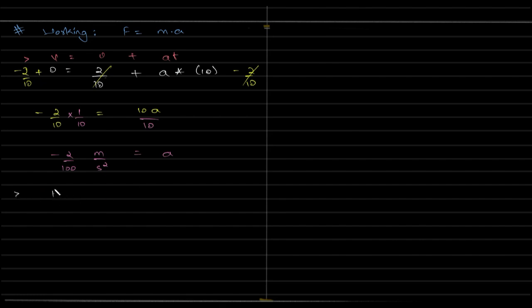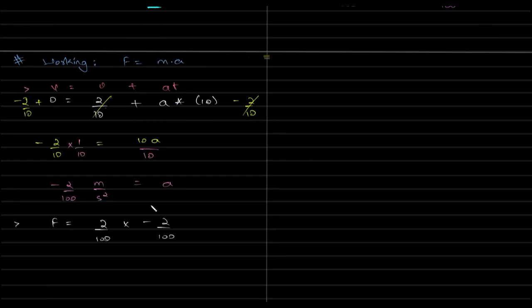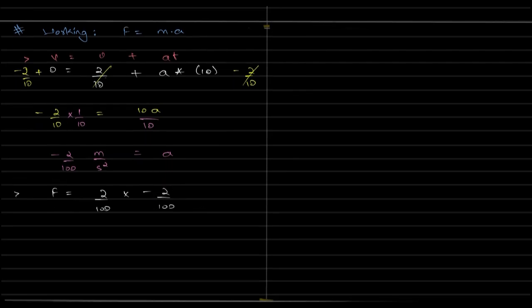All we have to do is substitute in force is equal to mass times acceleration. Mass is 2 by 100 into minus 2 by 100. So we have plus times minus is minus. 2 into 2 is 4, and the decimal places give 0.0004, and we have this to be equal to 0.0004 Newton and negative.